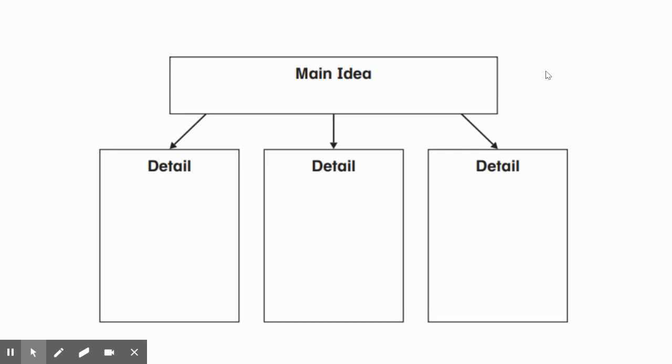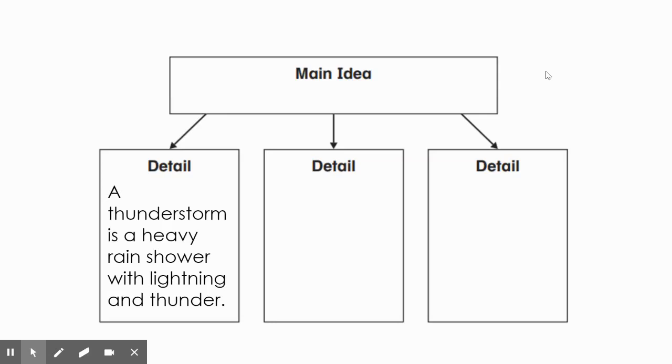So when I think about a detail, I think that's a pretty important detail, that thunderstorms have rain, wind, and thunder and lightning. So for our first key detail, I wrote down that a thunderstorm is a heavy rain shower with lightning and thunder. This was the first type of wild weather that the author taught us about. So go ahead and pause and write down your first key detail. Press play when you're ready to continue.